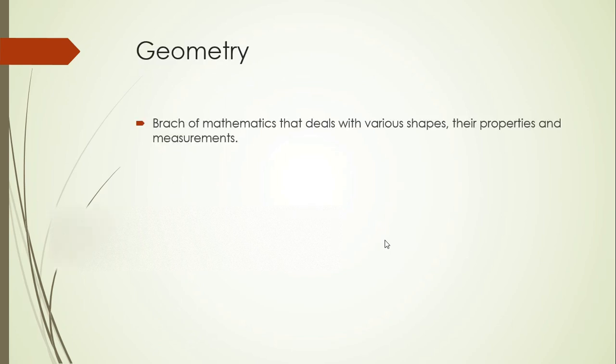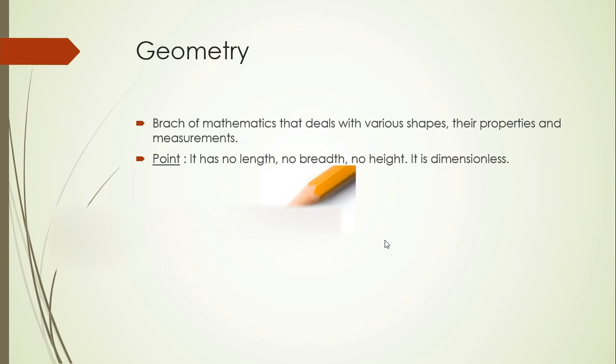Geometry. It is a branch of mathematics that deals with various shapes, their properties, and the measurements. Point. What is a point? A point has no length, no breadth, no height. It is dimensionless. You can see a picture of a pencil. Now the point of the pencil is called a point.